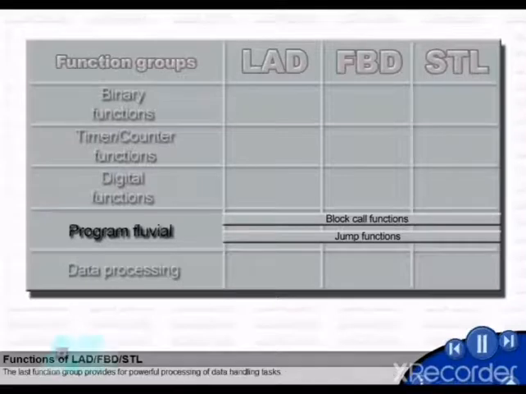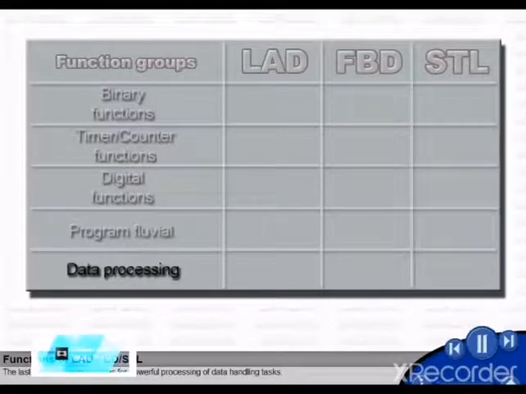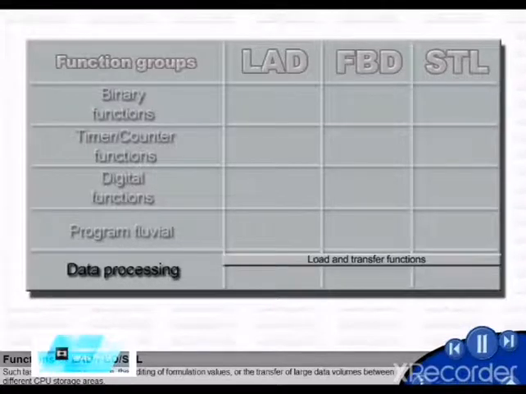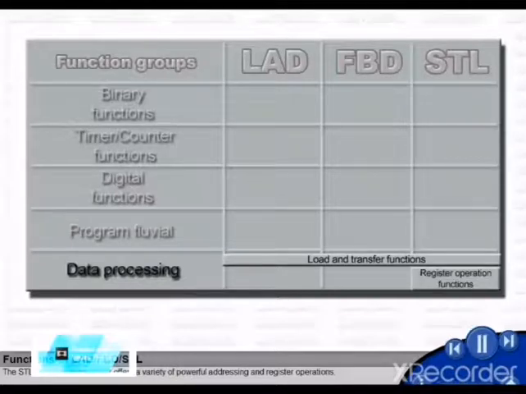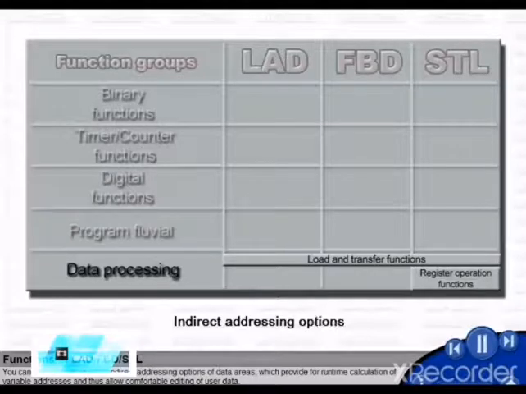The last function group provides for powerful processing of data handling tasks. Such tasks can be, for example, the editing of formulation values or the transfer of large data volumes between different CPU storage areas. The STL language in particular offers a variety of powerful addressing and register operations. You can, for instance, use the indirect addressing options of data areas, which provide for runtime calculation of variable addresses and thus allow comfortable editing of user data.